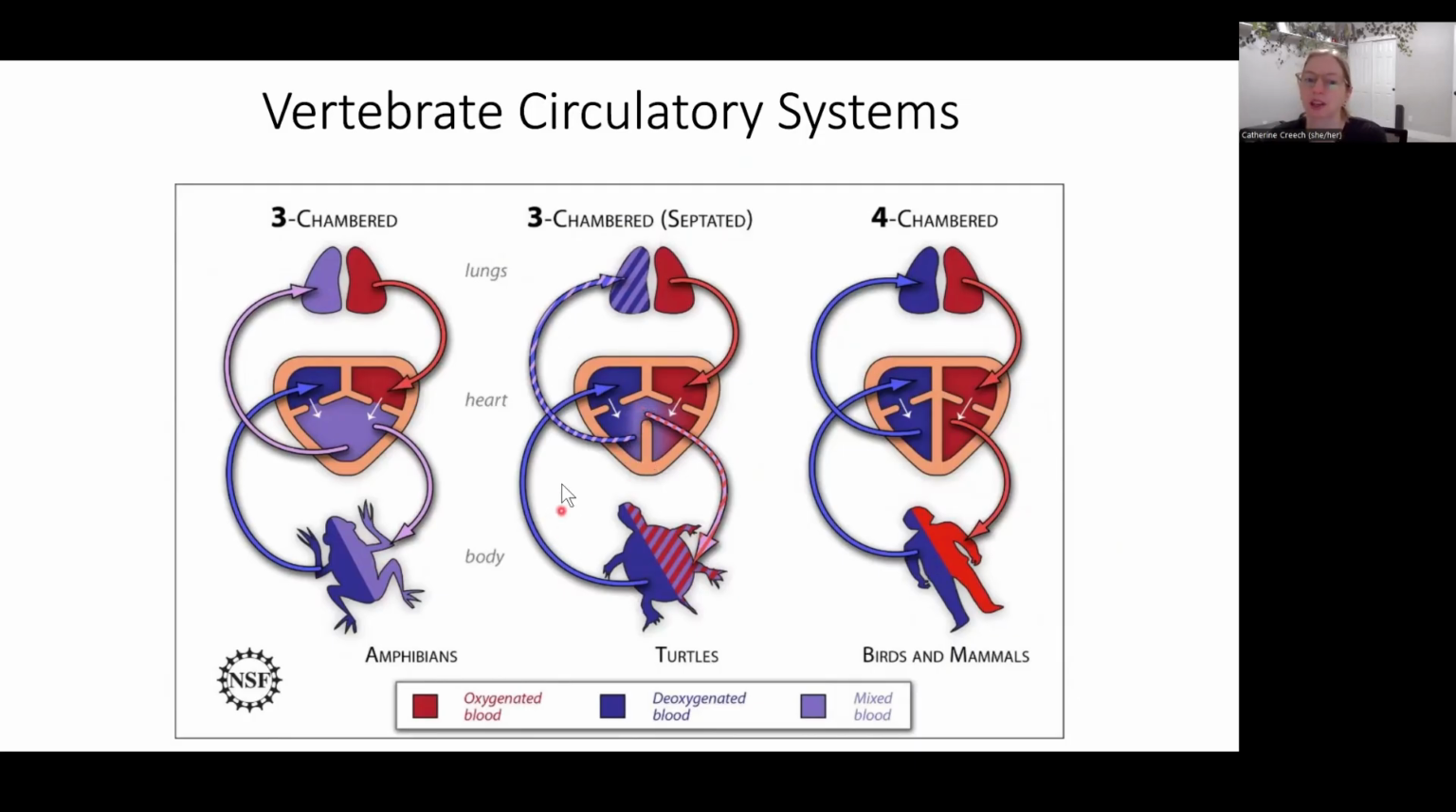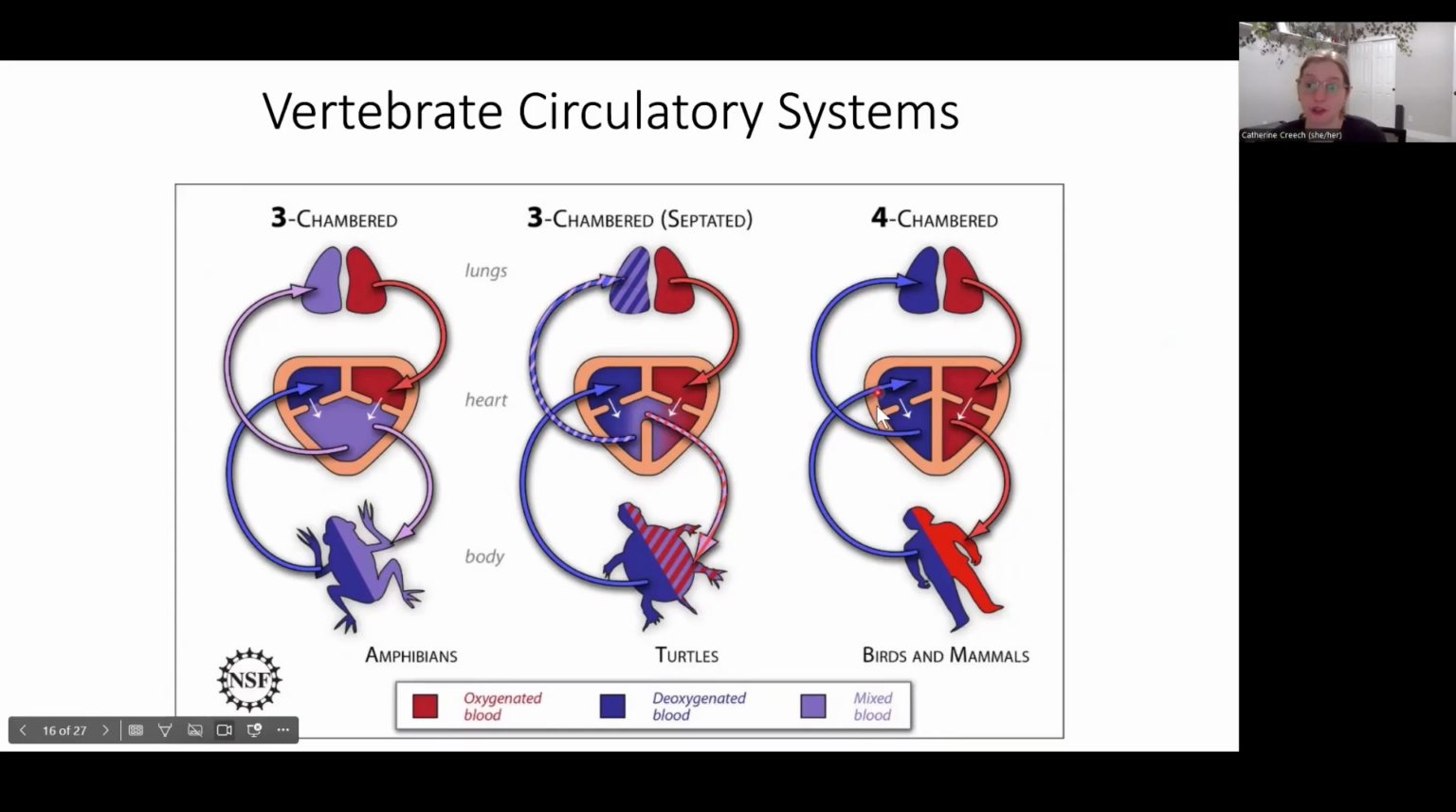They're going to take blood in from the body, pump it through to the lungs, back to the heart, and then out to the systemic circuit. But remember that because those ventricles are not fully divided, the blood that goes out to the body has oxygen rich and oxygen poor. The most oxygen rich blood comes right back into the heart, into the ventricle, and then mixes up before it goes out to the body.